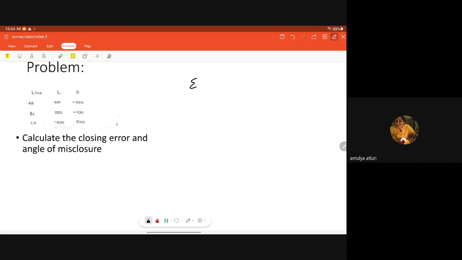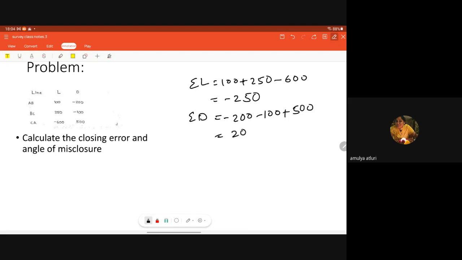First, we need to calculate sigma L, right? So what is sigma L? 100 plus 250 minus 600. What is sigma L? Minus 250. Sigma D: minus 200 minus 100 plus 500. So what is the value? 200.